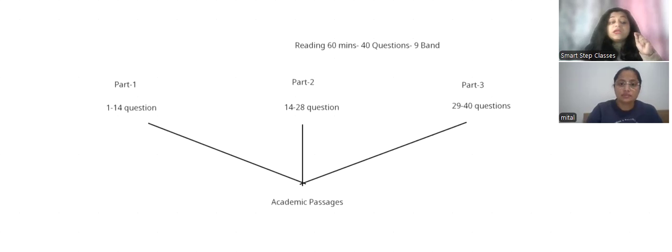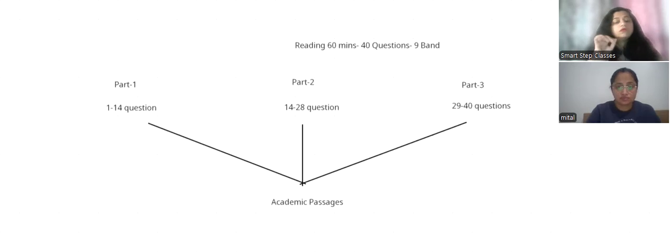Third point: the difficulty level of the particular part will be increasing. Part one is going to be the easiest one. Part two is going to be more difficult than part one. And part three is going to be the most difficult part of the reading. Out of 40, if you manage to get 35 points, then your score is definitely going to jump from 7.